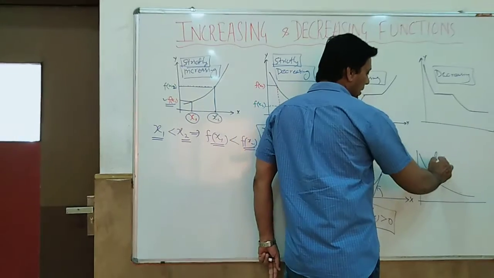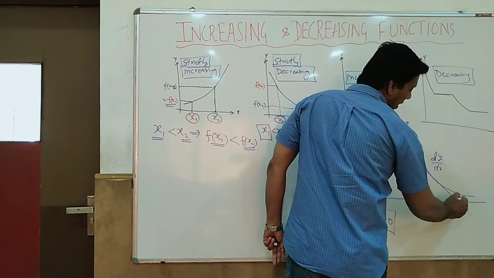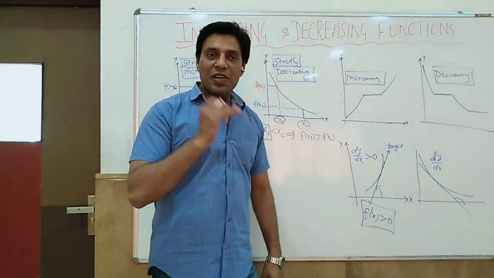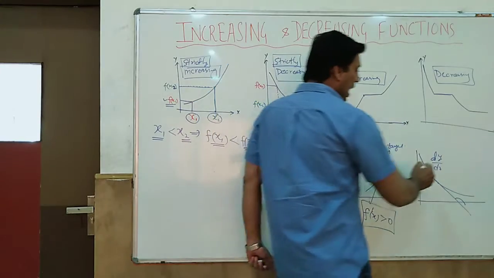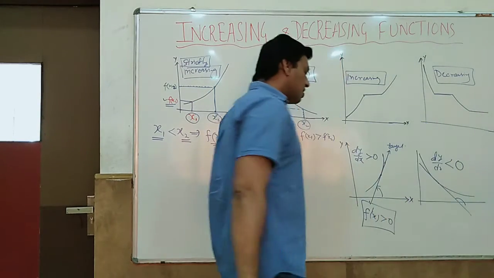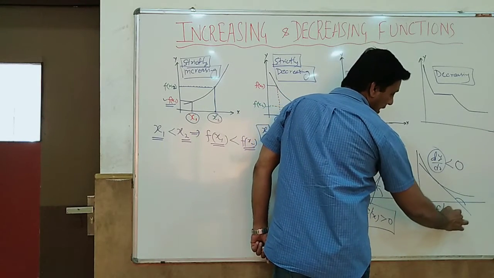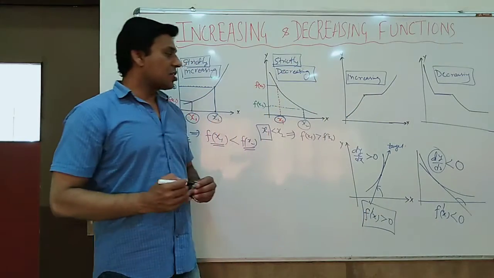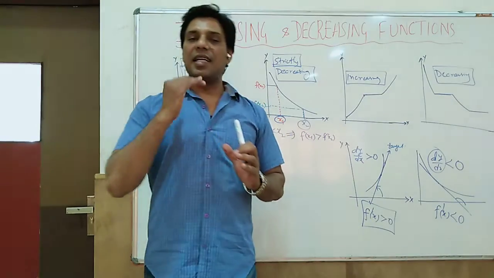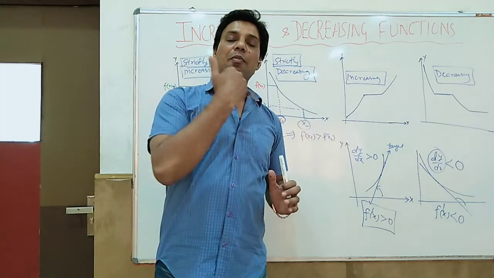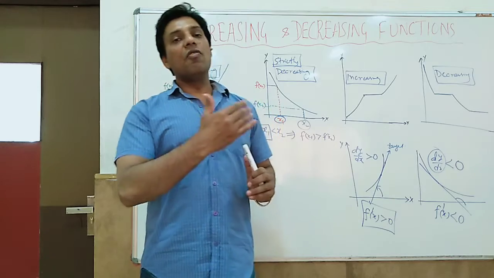But for a decreasing function, you see if I draw a tangent, it makes an obtuse angle, and you know whenever a tangent makes an obtuse angle, the slope is negative. It means we will have dy/dx less than 0, or you can say the derivative, sometimes we write dy/dx and sometimes f'(x), is negative. So this is the use of differentiation in increasing and decreasing functions. For an increasing function, the derivative dy/dx will be positive, and for a decreasing function, dy/dx, or the derivative, will be negative.